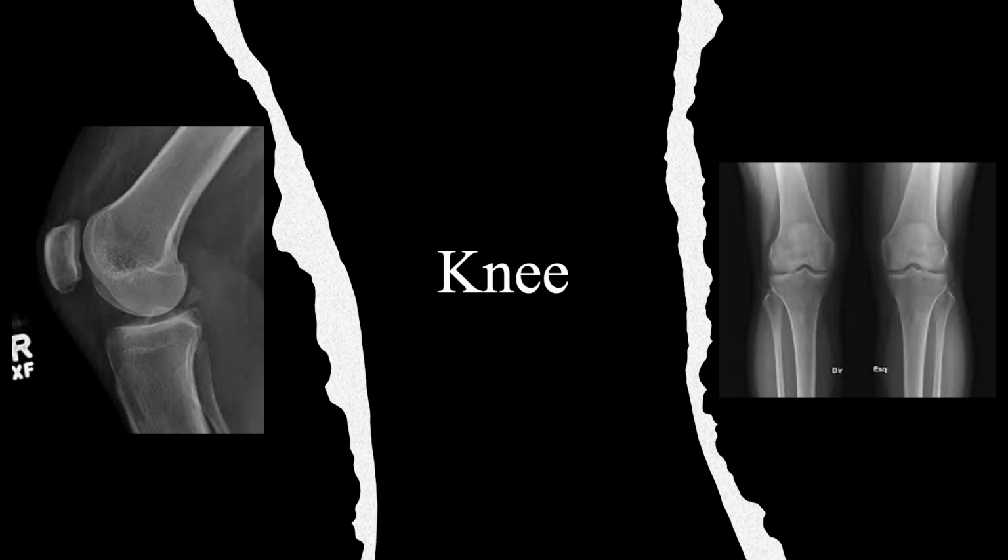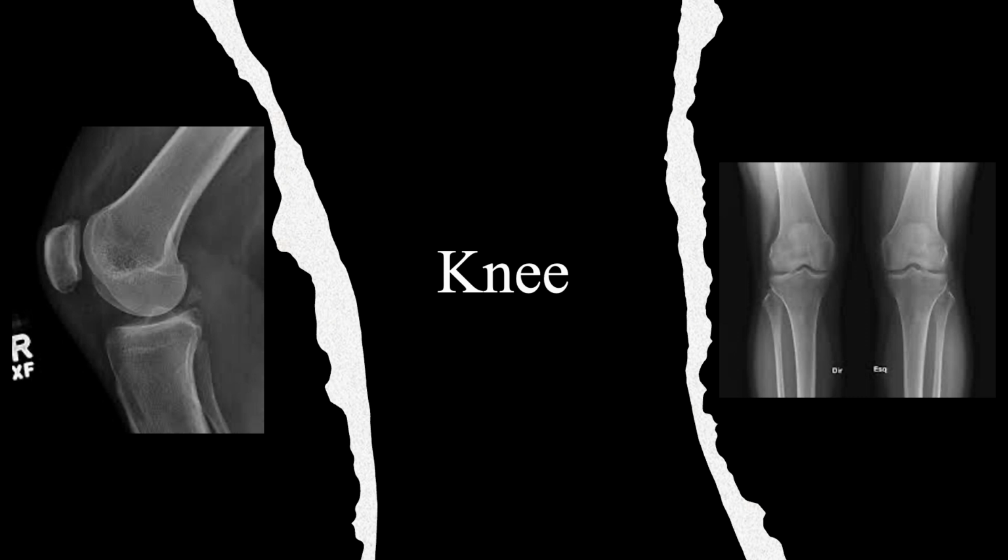The knee. So with the knee, these are an AP and lateral of the knee, obviously. There's a lot of different views you can get. You can get the sunrise. You can get weight bearing, non-weight bearing. AP and lateral you'll see most of the time. So that's what I'm going to go over.